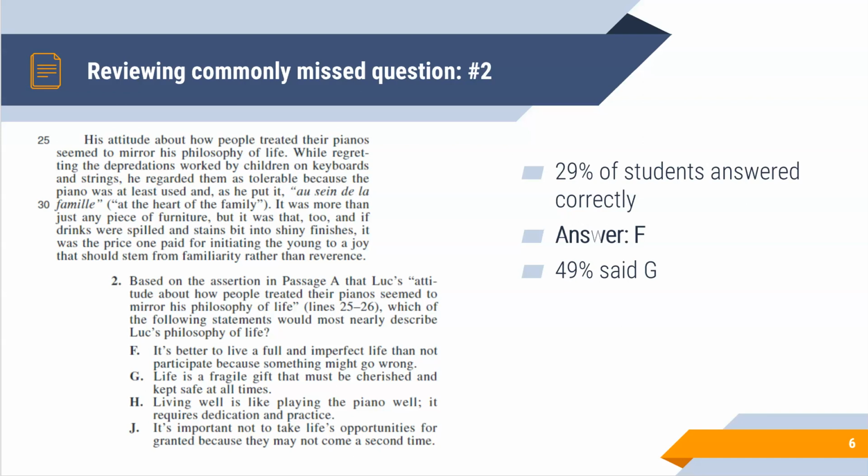49%, nearly half of students, said G, life is a fragile gift that must be cherished and kept safe at all times. And if we go up to the passage, maybe it makes a little bit of sense why G was an effective distractor. While regarding the depredations worked by children on keyboards and strings, he regarded them as tolerable because the piano was at least being used, and as he put it, it was at the heart of the family. It's more than a piece of furniture, but it was that too, and if drinks were spilled and stains bit into shiny finishes, it was the price one paid for initiating the young to a joy that should stem from familiarity rather than reverence.